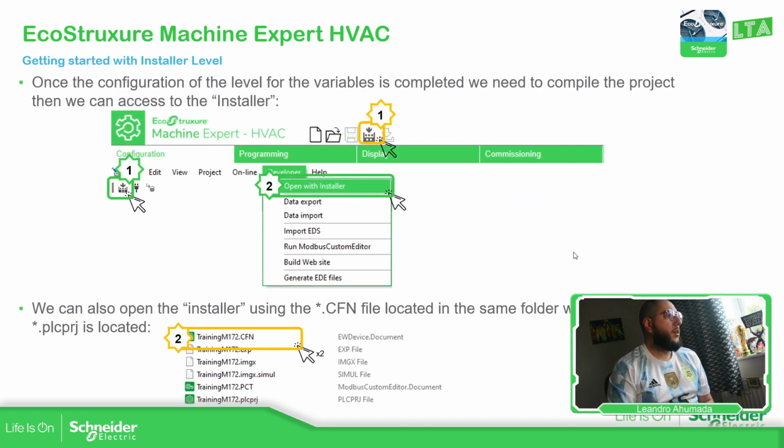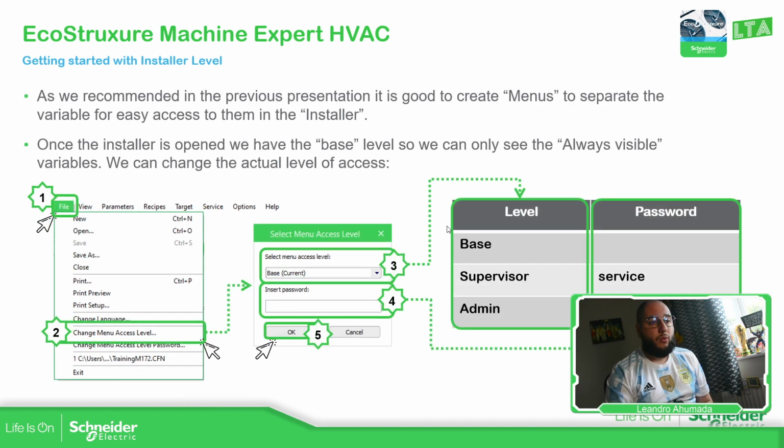So now, how can we set this up? The first thing is to configure all the variables that we want on the level that we want. Then we need to open the installer. We can double click on the CFM file that we saw in the previous video, or go to developer, open with installer. Now, once the installer is open, we can change the passwords. If we go to File, change menu access level.